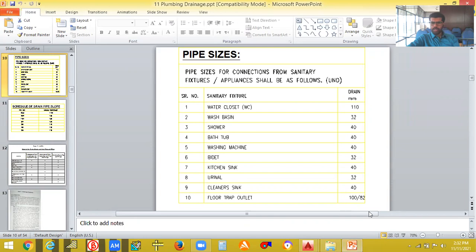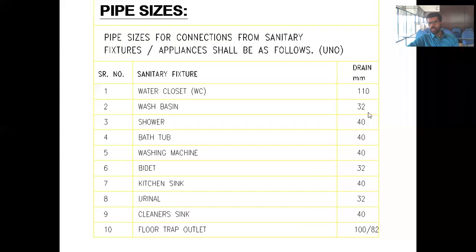For the wash basin, instead of 32, I have given 50. If you are giving 32, also no issue, but normally the contractors will mostly suggest about 50. According to the design, 32 might be enough. And one more thing, you can see here the floor trap. The floor trap is normally given as 100 or 82 because this might be the inside diameter. So outside diameter I have given 75. In India, 75 is there, as NBC is 75 only.